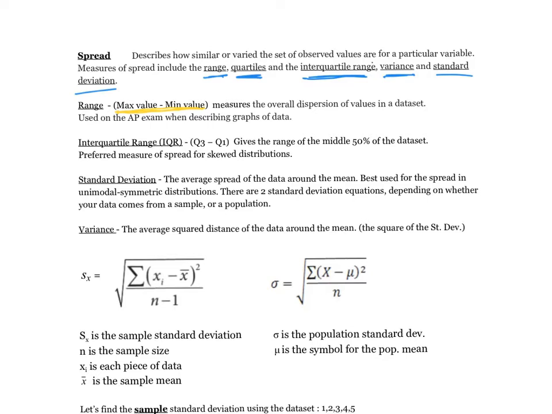This is the preferred measure of spread if you have a skewed distribution. And remember, for a skewed distribution, we also like the median as the measure of center.